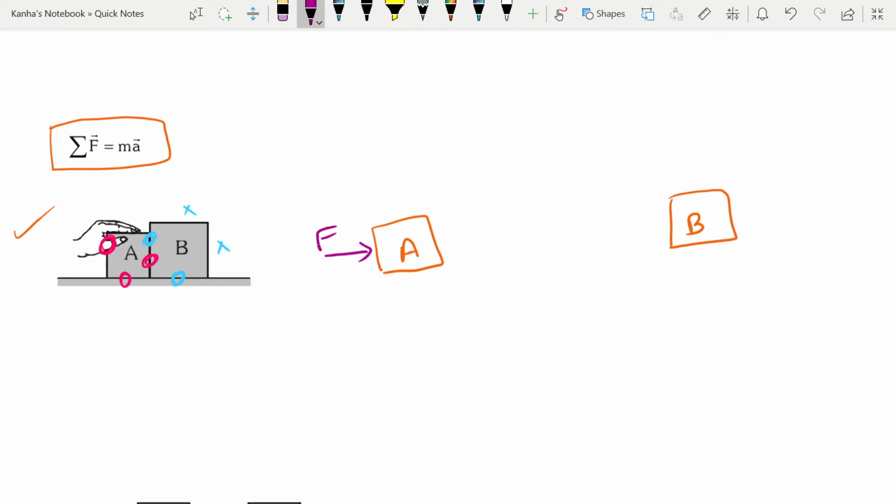Okay, due to the ground there is some normal reaction N1. And due to this block there is some normal reaction, I'll call it N. Then the non-contact force, which is the gravitational force, is W1. Now I think about B.